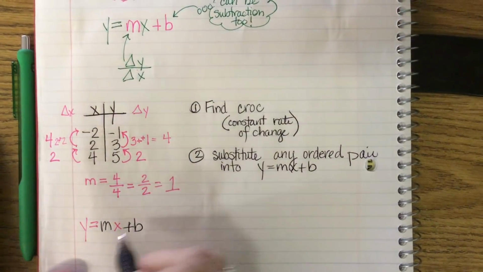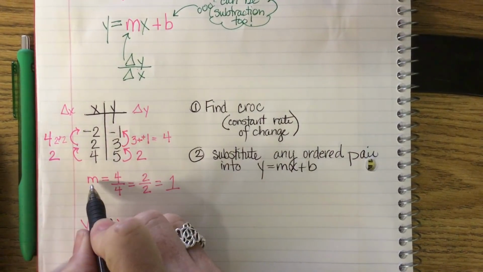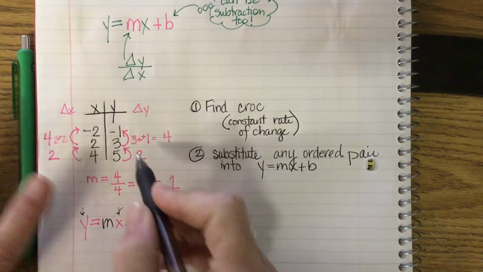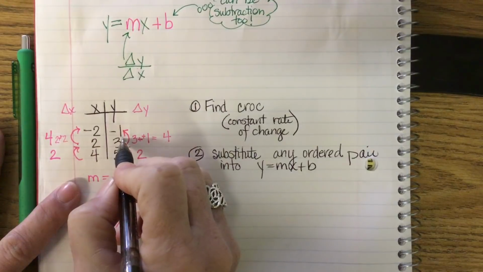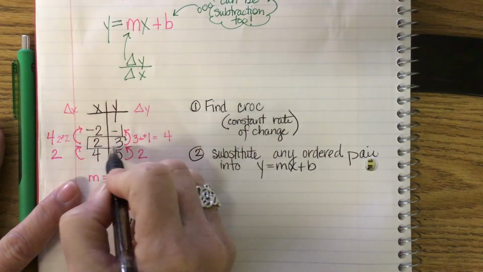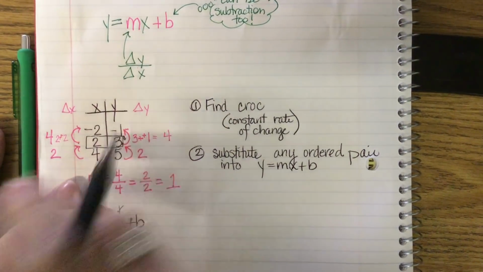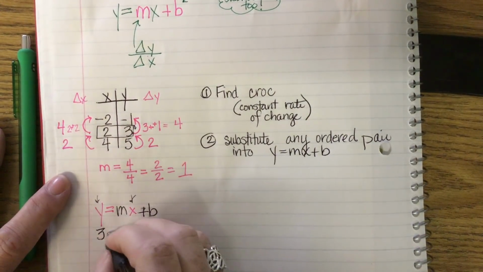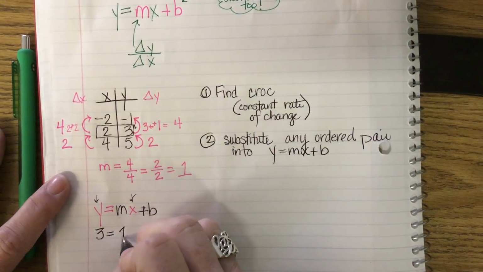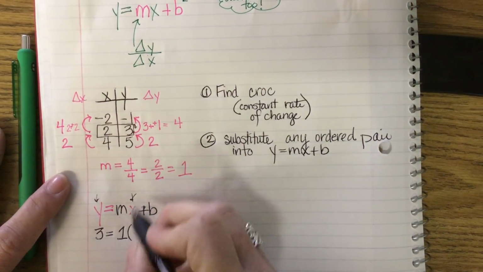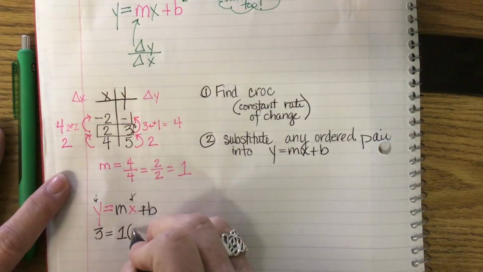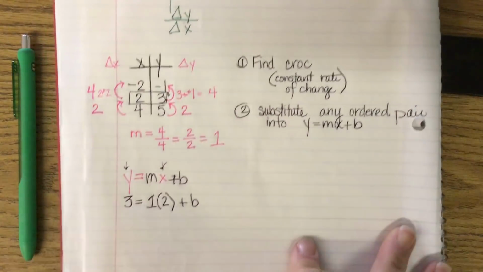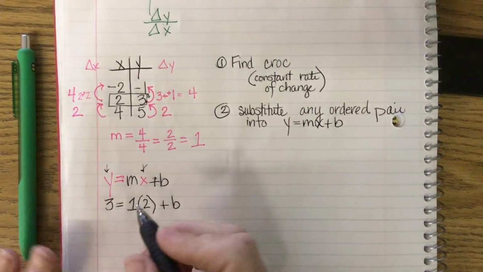All right, so I need to substitute what I do know. I know what my m is, but I need to pick an ordered pair. I like to work with positive numbers. I can use this pair, I can use this pair, it does not matter. So my y is 3, my m is 1, and my x at that point of 3 is 2, plus b. Now I have an equation, and I'm going to solve for b.